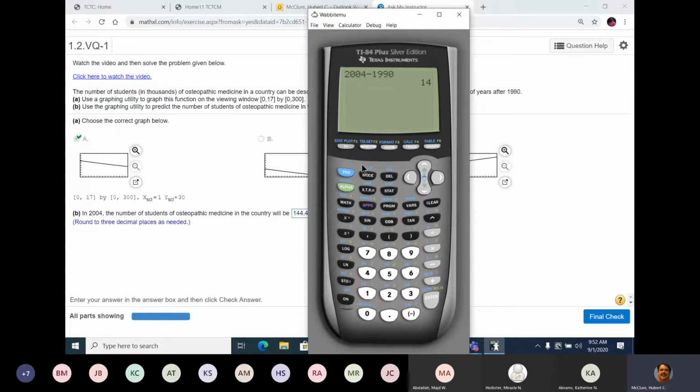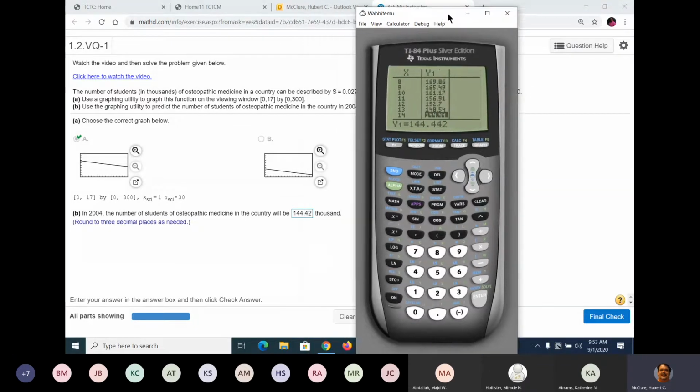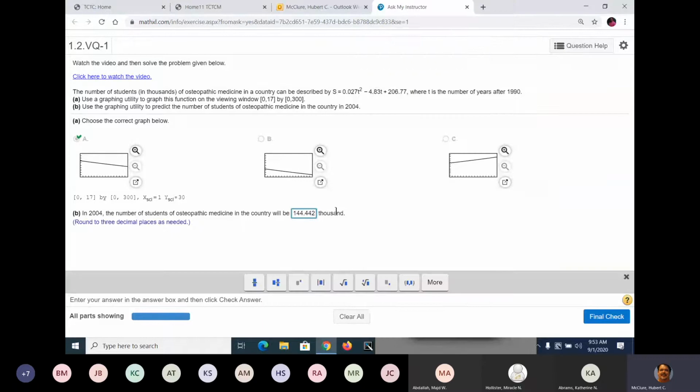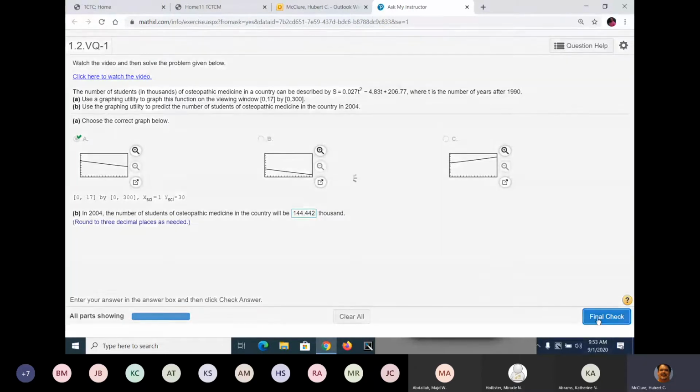14. So we've got to find x is equal to 14. So we hit shift table. Shift table, and x is equal to 14. Your answer should be 14.442. They said go to the thousandths, so round to 3 decimal places. That would be 14.442. That should be your answer.